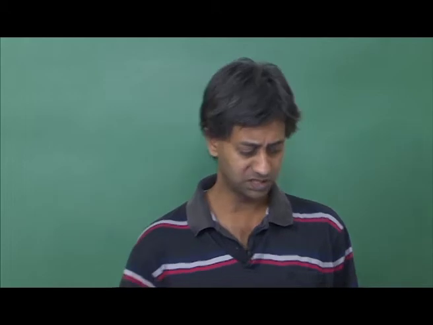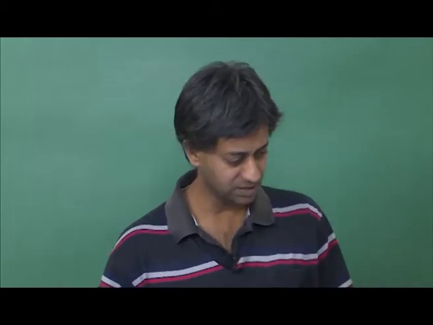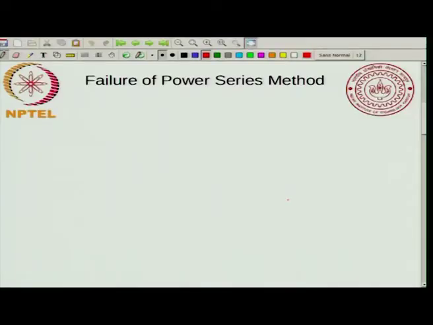Now suppose I have a differential equation of the following form: x square y double prime plus x y prime plus (x square minus v square) y equal to 0. Now, suppose you apply the power series method to this equation.